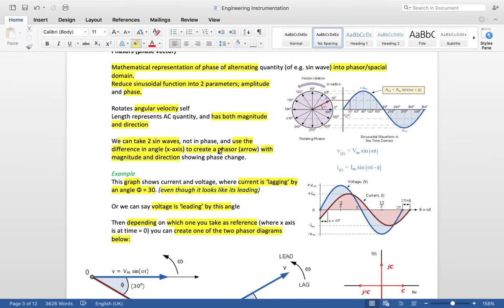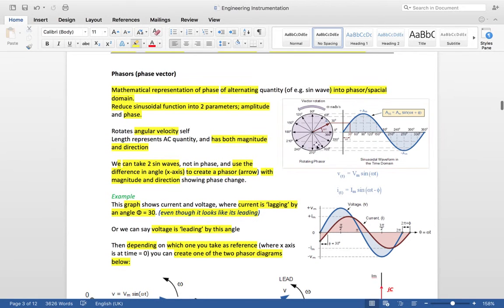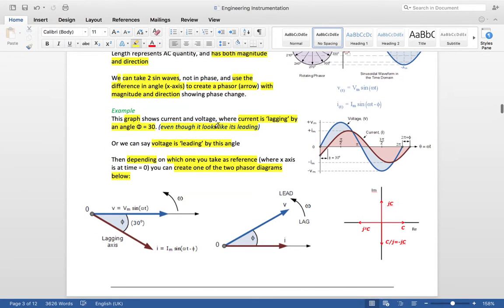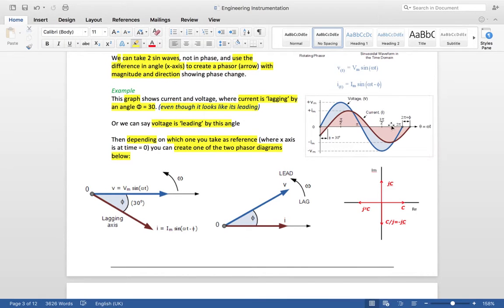From this graph we can draw the angular rotation and calculate the difference. These are the two formulas you need to know. Here is an example graph where the current is lagging by an angle of 30 degrees. It's saying that current is behind by 30 degrees, but from the graph it looks like the current is ahead. In actual reality, voltage is ahead, and we say voltage is leading by this angle because it's based on the amplitude and not the horizontal length.